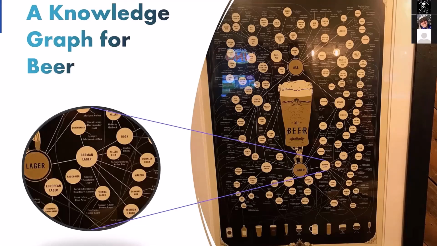Otherwise, this entity game and this knowledge graph game is eventually going to be Google has not just organized the world's information, Google has the world's information and therefore doesn't need to share it with anyone.